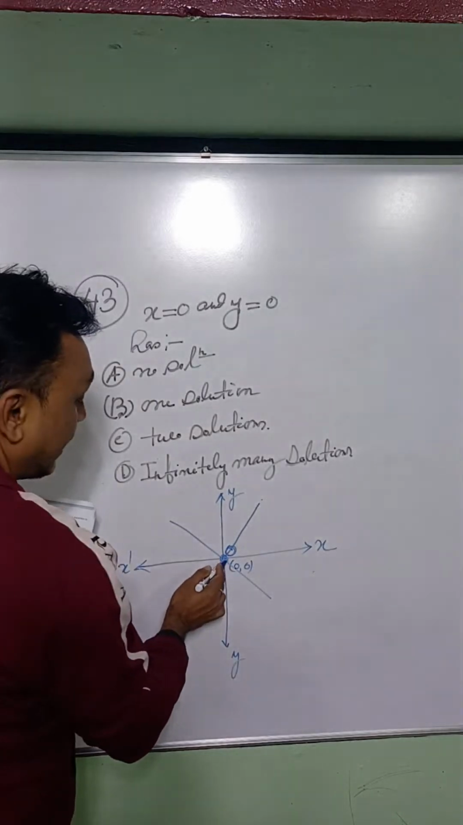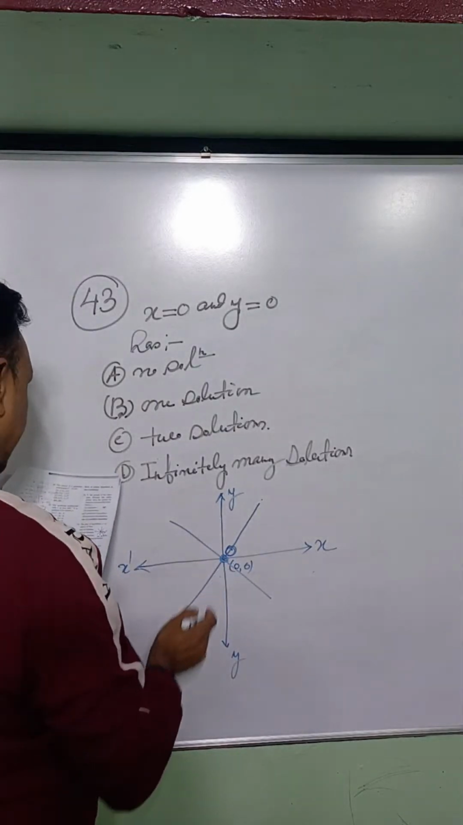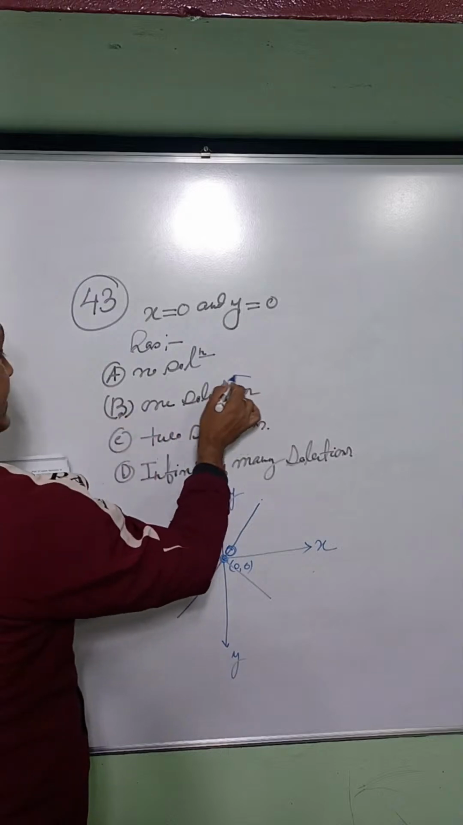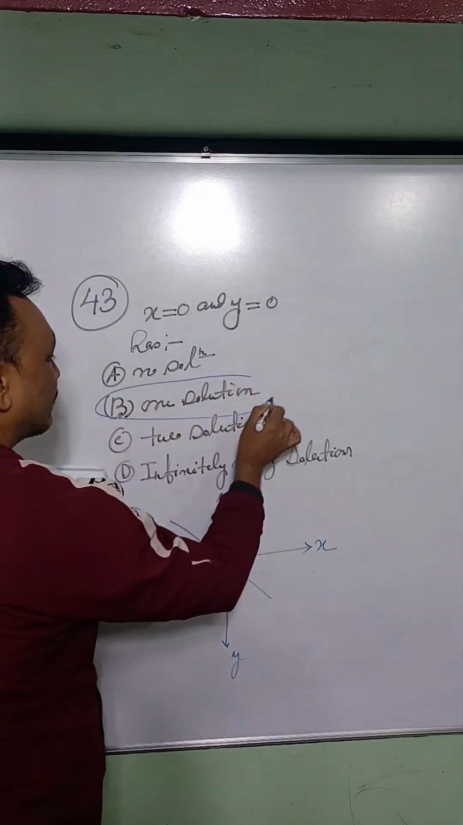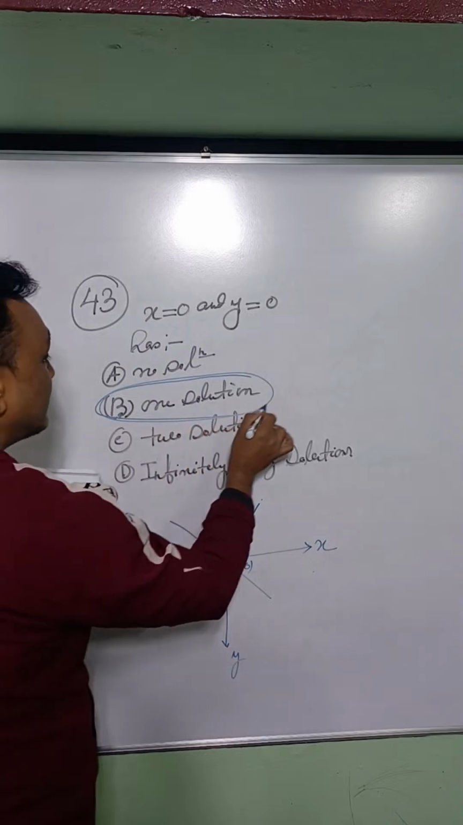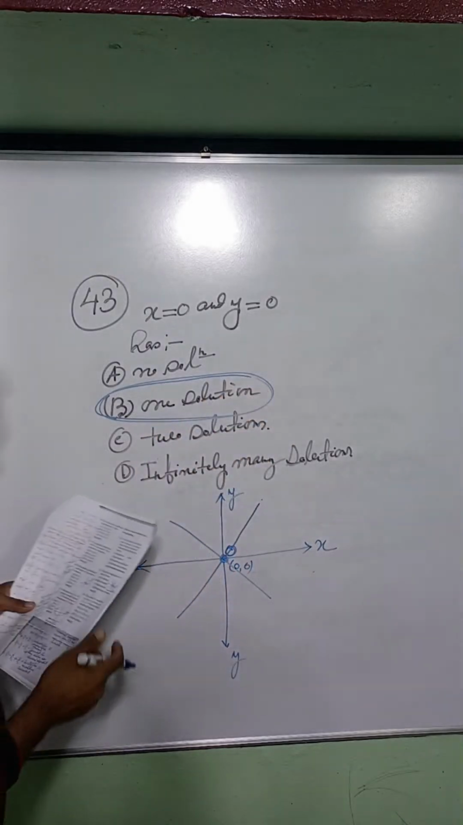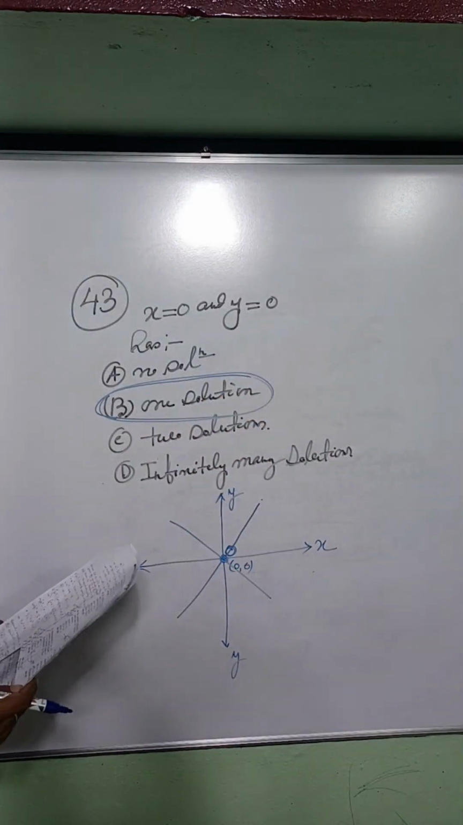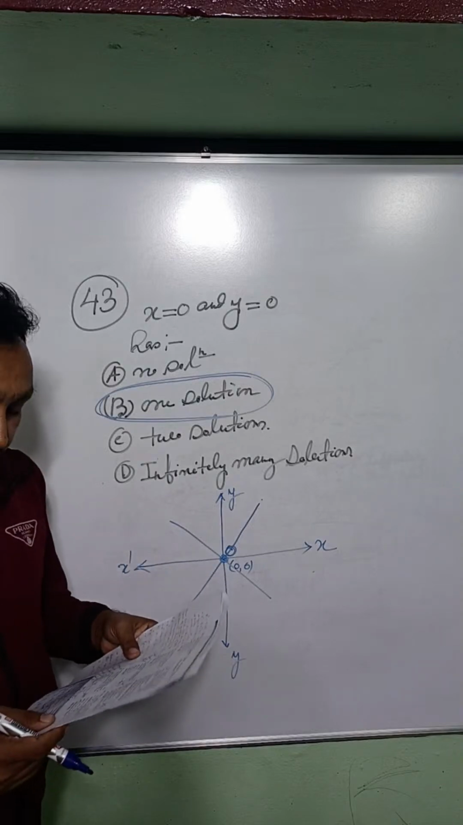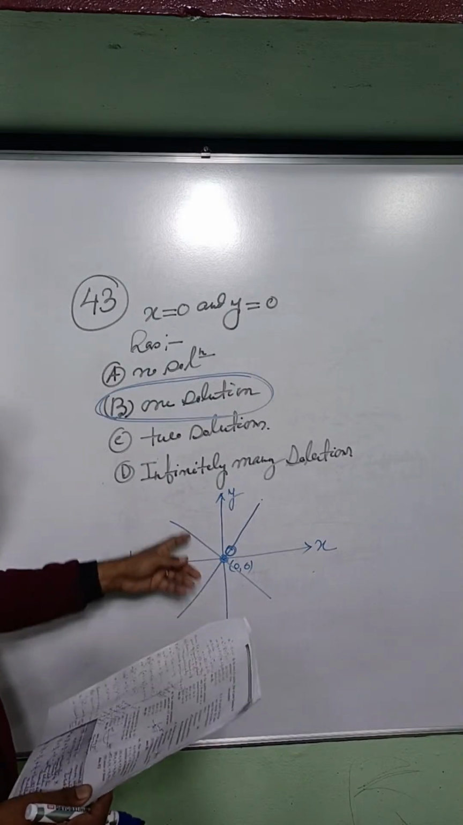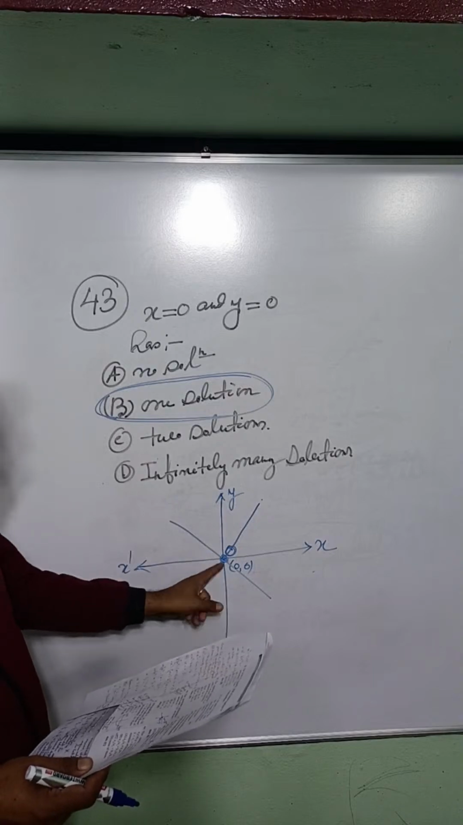So how many points do they intersect? They intersect exactly at 1 point. So the answer is 1 solution. They intersect at 1 point. That means there is 1 solution. The two graphs intersect at a point.